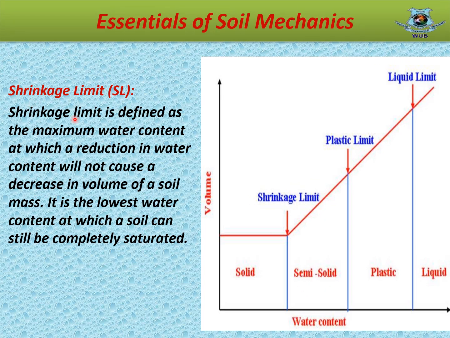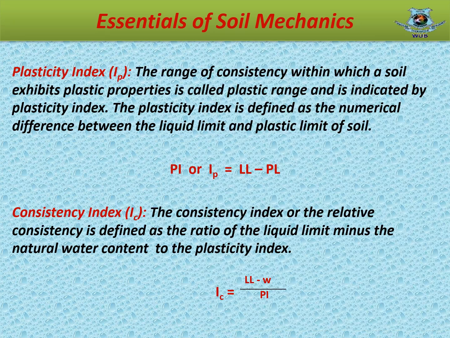Shrinkage limit, SL. Shrinkage limit is defined as the maximum water content at which a reduction in water content will not cause a decrease in volume of a soil mass. It is the lowest water content at which a soil can still be completely saturated. If we decrease water content slightly, the soil will become solid. The shrinkage limit is less frequently used than the liquid and plastic limits.